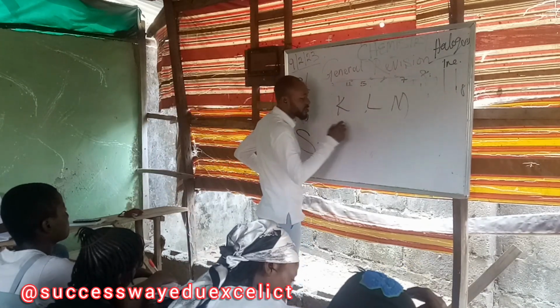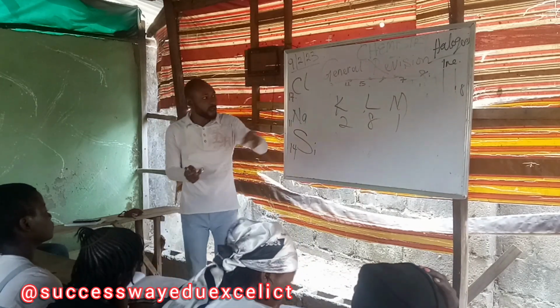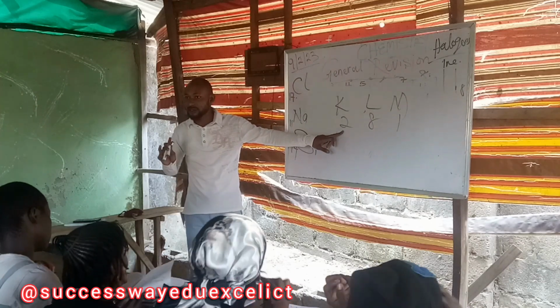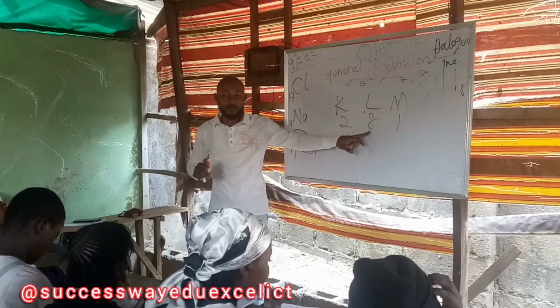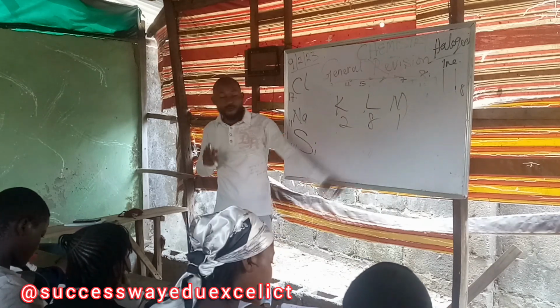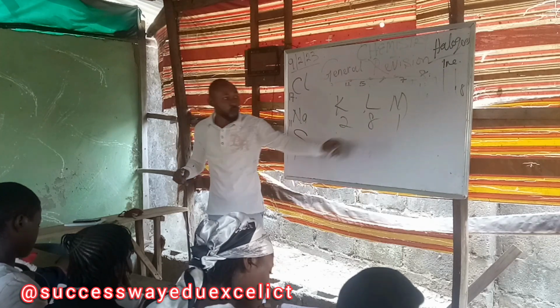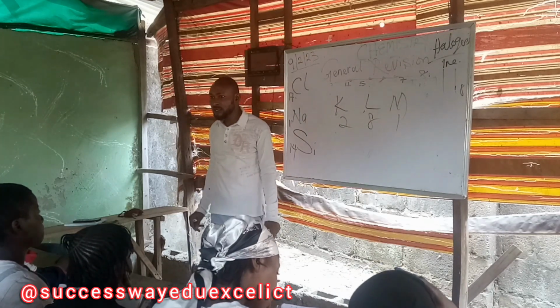K, L, M. What is it? 2, 8, 1. Isn't it? Now, you can see that this shell here is balanced. This shell here is balanced. This one here is not balanced because it is having just 1 electron. For this shell to be balanced, it needs 7 electrons to add to this one to make it 8.